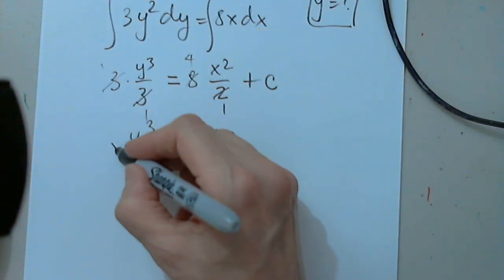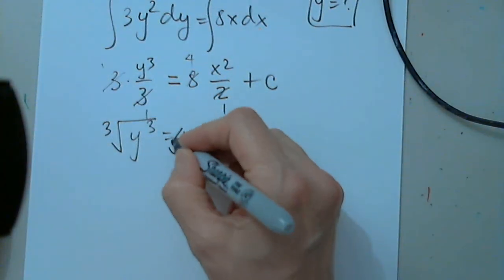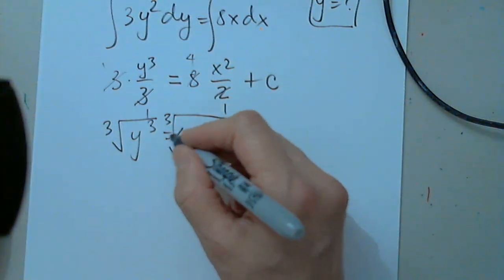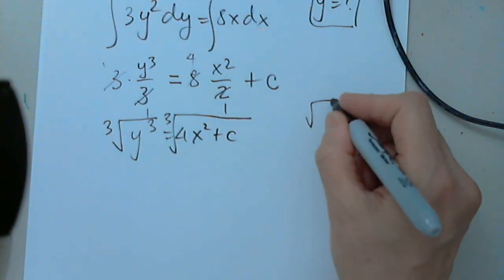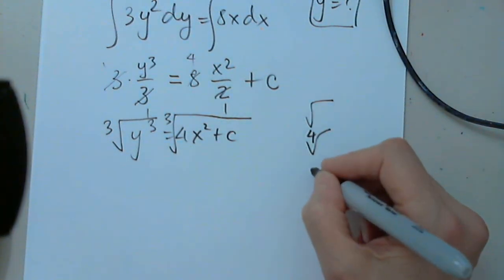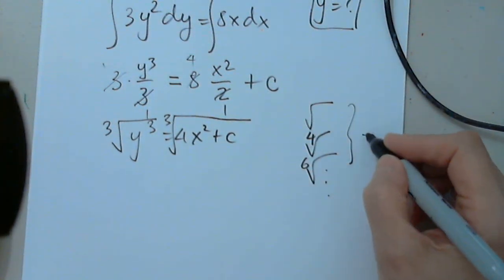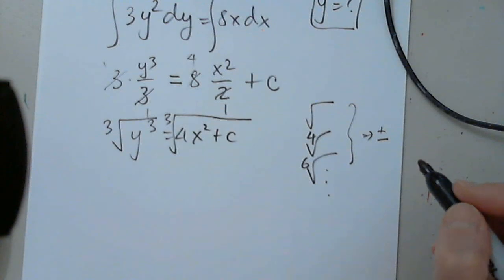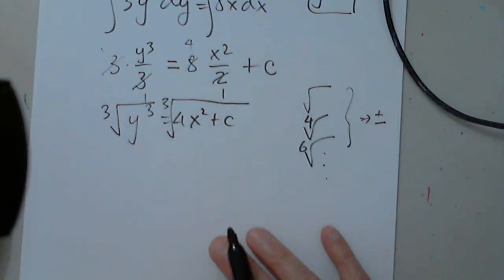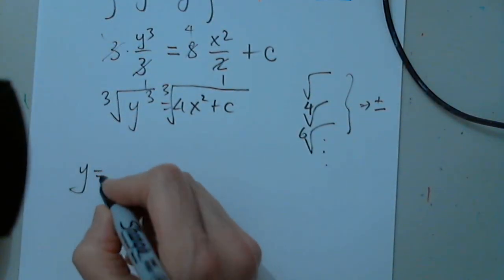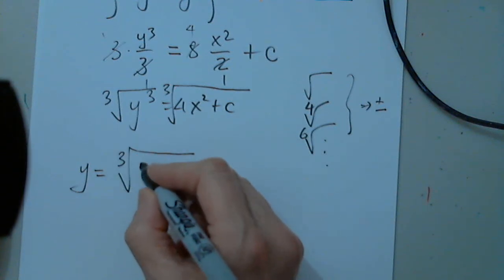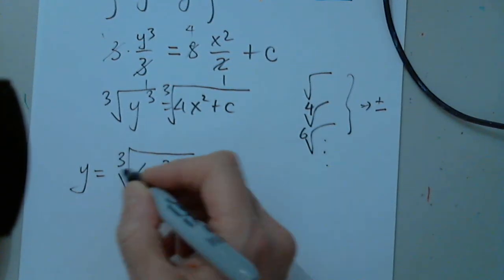At this point, I will take the cube root. The cube root does not have plus or minus. The square root does, the fourth root does, and so on and so forth, any even. Those will come up with plus or minus. But the cube root, the fifth root, no. So this is y equals the cube root of 4x squared plus a constant c.